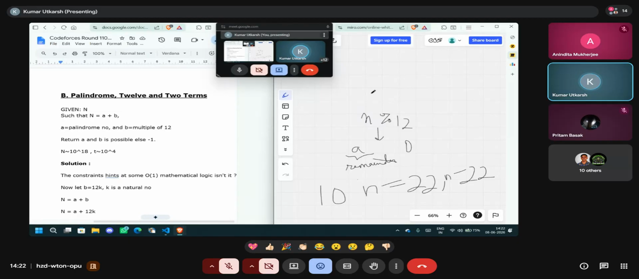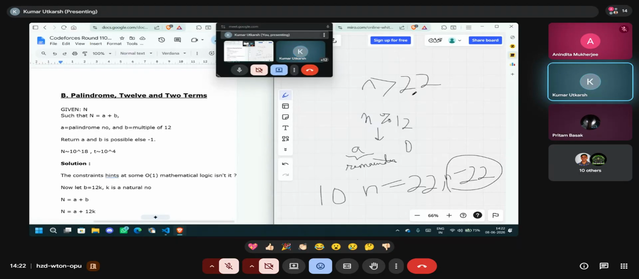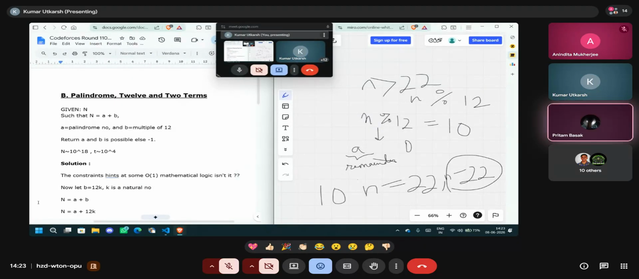Only one point she missed. Preetam? Because all the other numbers will be palindrome for A. If it is 0 to 9, it will always be a palindrome. If it is 11, then it is also a palindrome. Yeah, it's right. But she was only missing that n must be greater than 22 if n mod 12 is 10. So she was missing only that in her explanation. Else it was fine for both of you. I guess, Preetam, your approach is also correct, right? Yes, same, I have done the same thing.